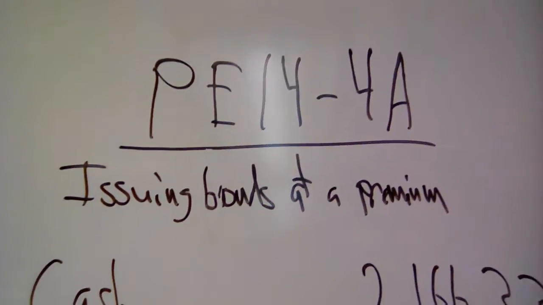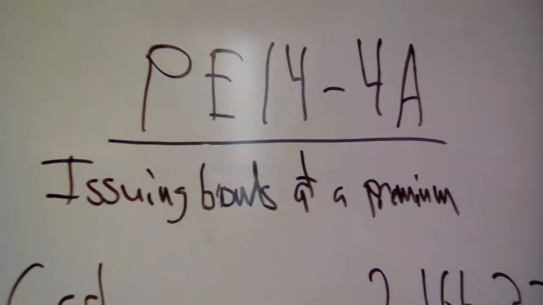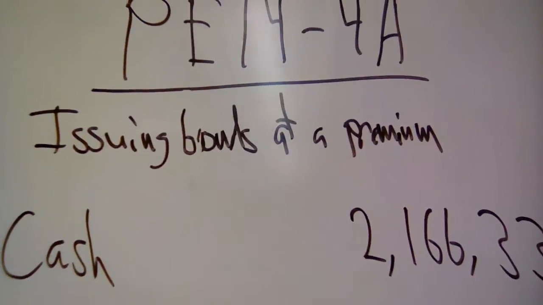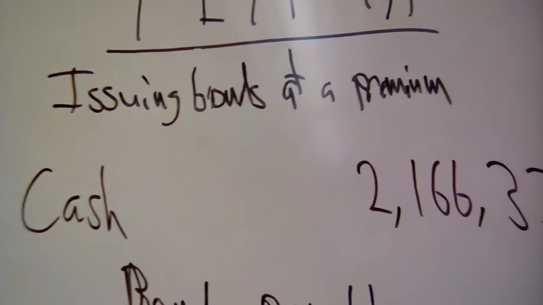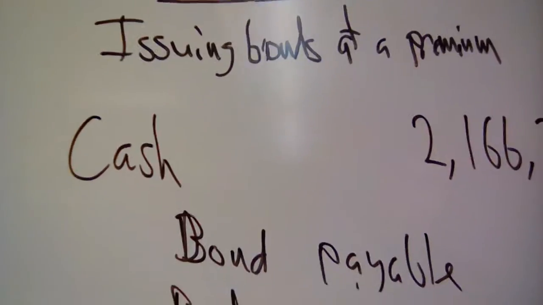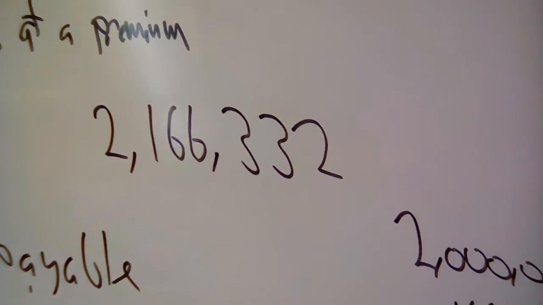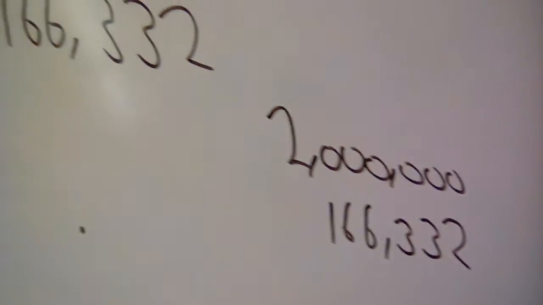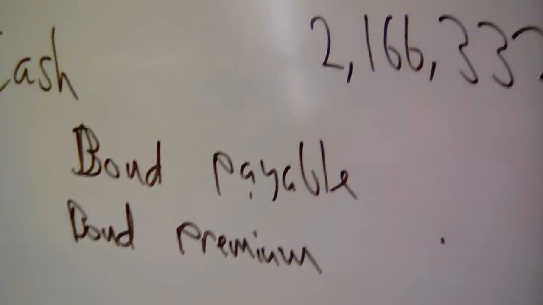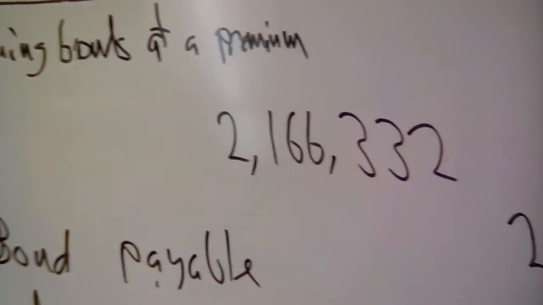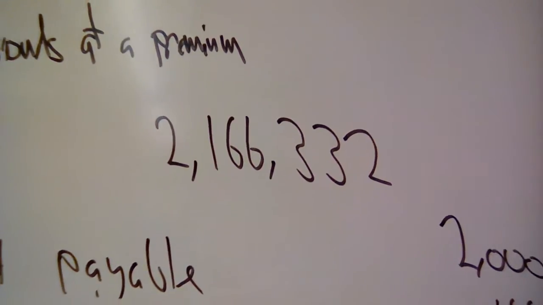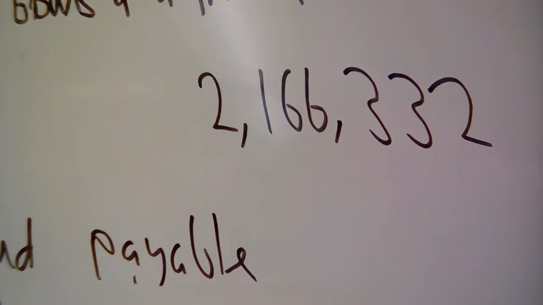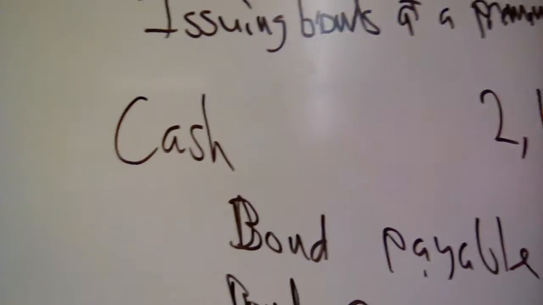Now for issuing bonds at a premium. Remember, now we're paying more interest. This is a five-year, 9% interest bond, and let's say an 8% interest market. It's worth $2 million. So we put it on as $2 million as a credit, bonds payable $2 million, but we actually received cash-wise $2,166,332, and it'll actually give you the amount in the book.